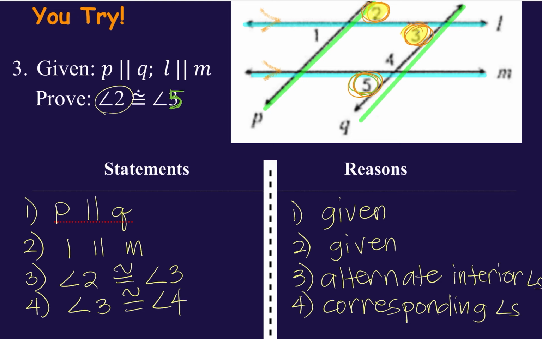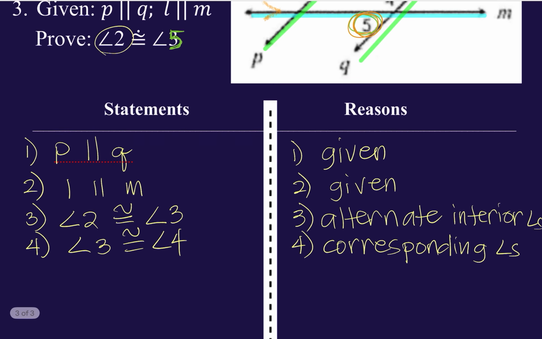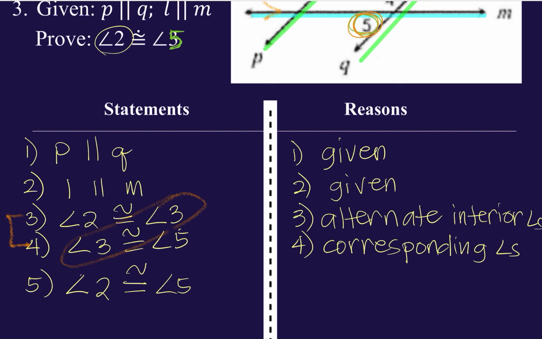Now, looking at the statements that we have in number 3 and 4, there is a common angle, and that is angle 3. So then, therefore, we can say in number 5 that angle 2 is congruent... Oh, hold on. I made a mistake right here of writing angle 4. That is supposed to be 5. I'm sorry, guys. This is angle 5. So, let me go back. Angle 2 is congruent to angle 5, and this is using the concept of transitive property.